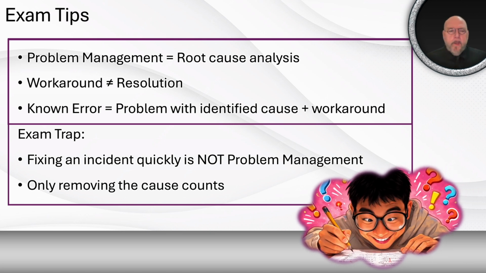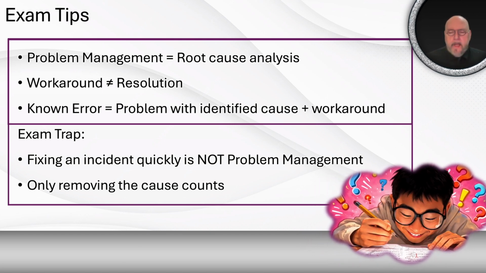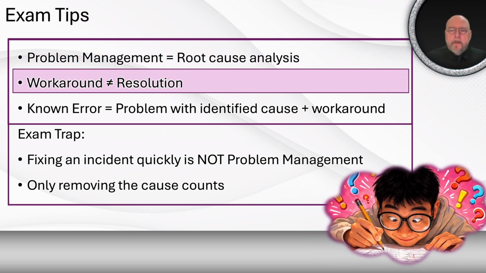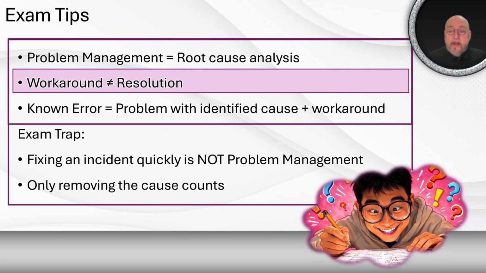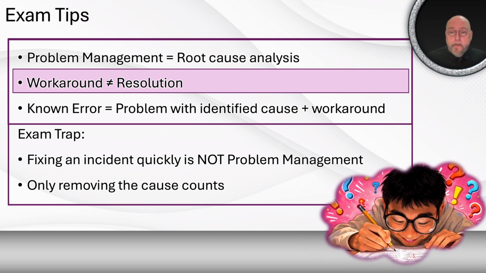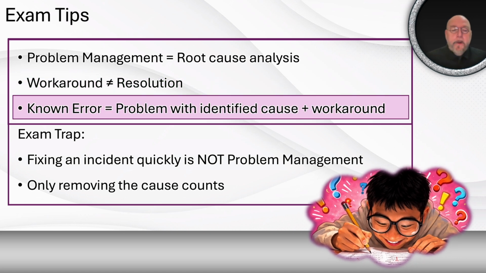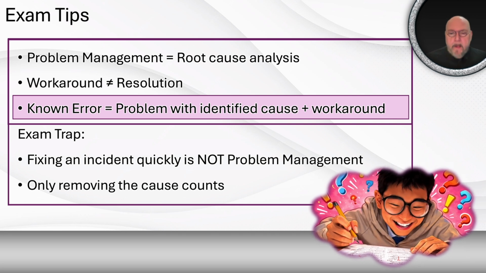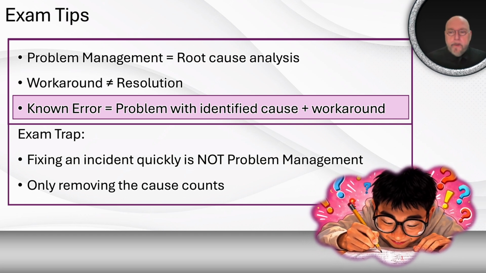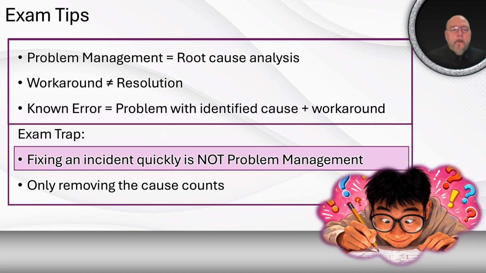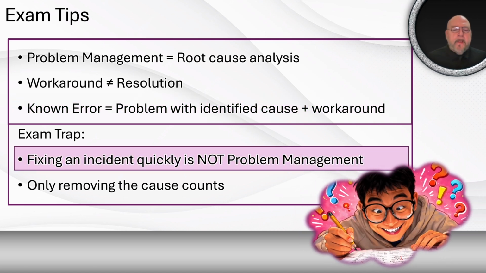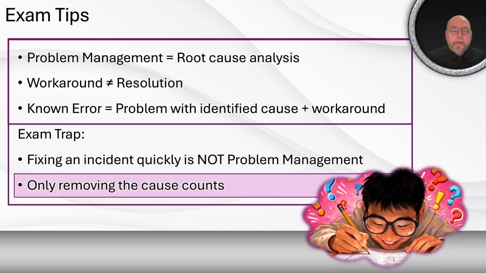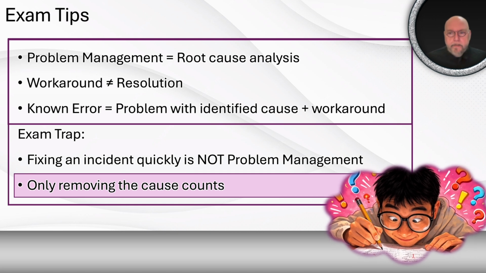For the exam, problem management is root cause analysis. We're looking for a workaround right away. A workaround is not a resolution. A workaround is a way to get the person back to work. That may very well please the person. A known error is when we have a problem that we've identified, but we haven't resolved yet. There's a good chance we'll also have a workaround, but not certainly. Now, be careful. Fixing an incident quickly is not problem management, it's incident management. Only removing the root cause counts as problem management.